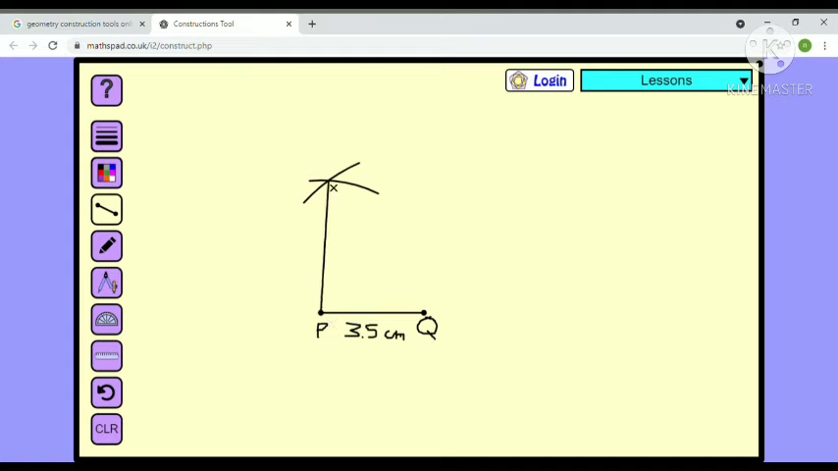First let us join a line from P and Q towards the intersection point and let us name that point as R. So we have constructed triangle PQR with PQ equal to 3.5 centimeter, QR equal to 5.5 centimeter and PR equal to 4.5 centimeter.